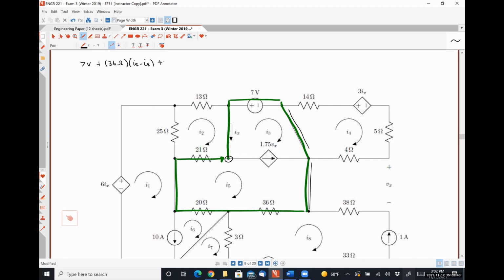Then the next thing will be the 20 ohm resistor, and that will have a current of I5 minus I6 flowing through it. Then I go through this bit, which is just a short circuit. Then I see the 21 ohm resistor, and that has a current of I5 minus I2 flowing through it.